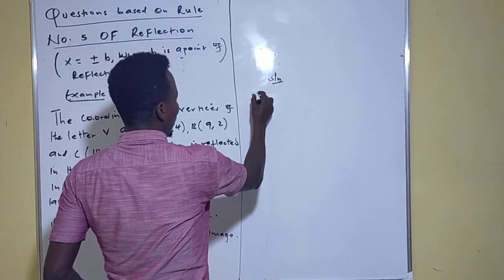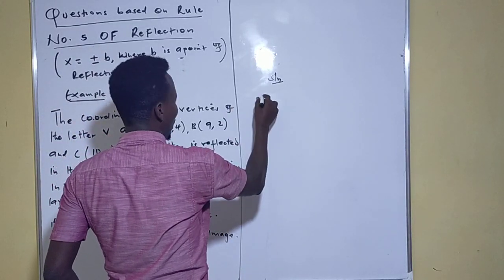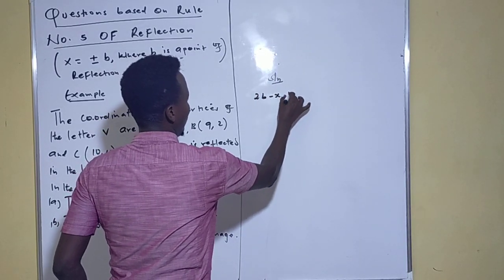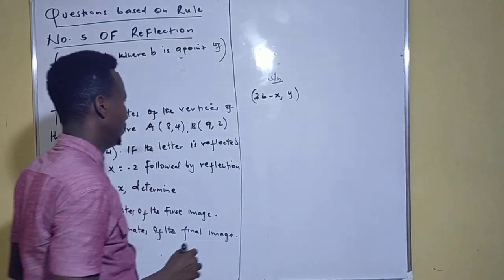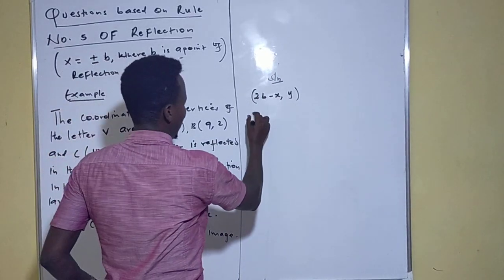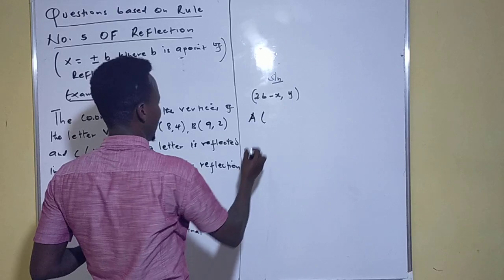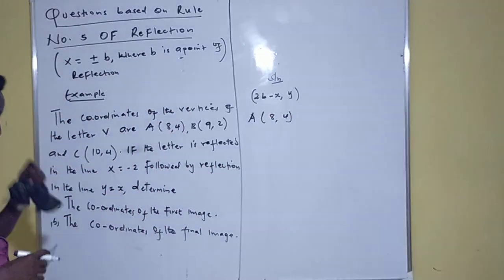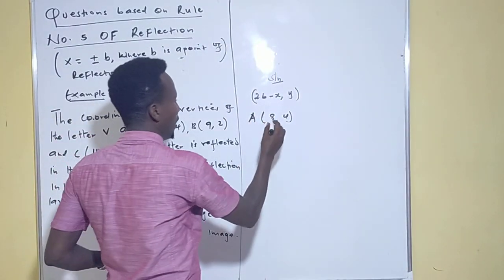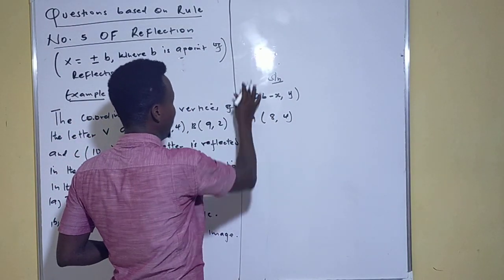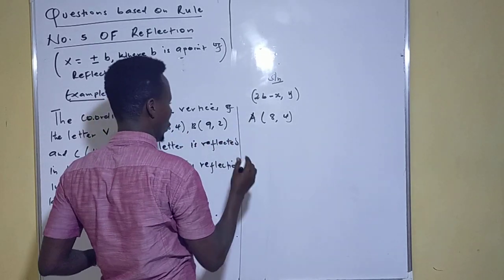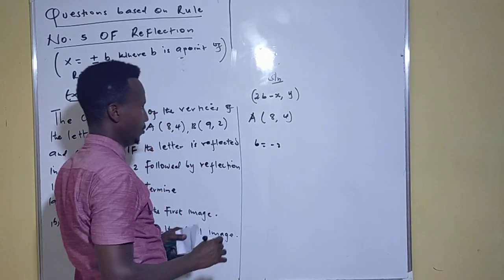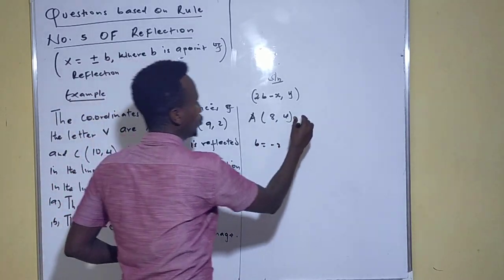I know this is the formula I'll be using. Look here, this is my formula: 2b minus x, y. Don't forget that. So let me take point A. The object A is (8, 4). Here, b is negative 2. The formula is what? I want to get A prime.